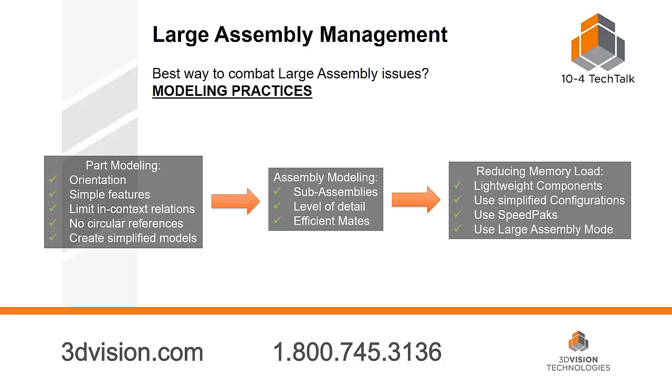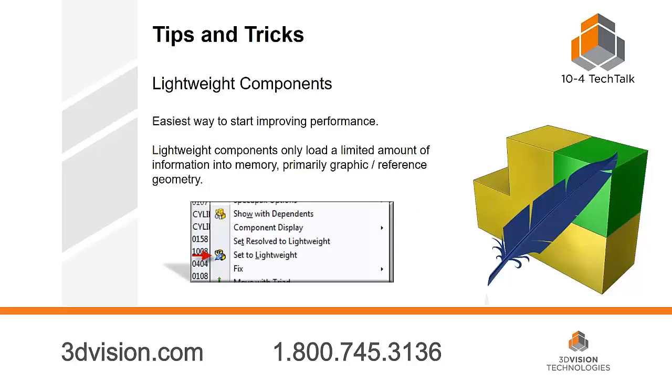And then after you do all that stuff, in the assembly you can actually reduce your memory load on SOLIDWORKS by using lightweight components, using simplified configurations of that assembly, using speed packs when necessary, and then always using large assembly mode when you have the ability to as well. So what are those things?